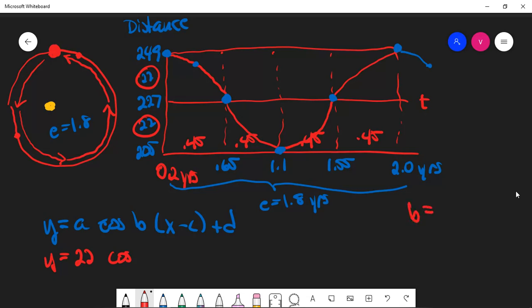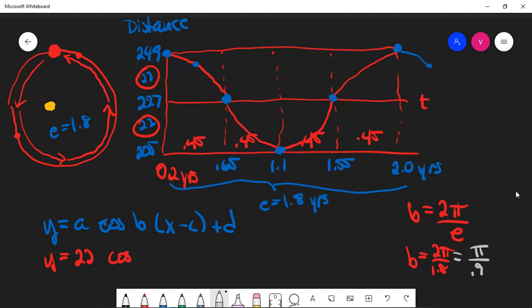So remember, if you did your algebra, it would be 2 pi over E. What is E? E is 1.8. So here B is equal to 2 pi over 1.8. I'm going to do something a little bit algebra fraction-like. Divide the numerator by 2, you get pi. Divide the denominator by 2, you get 0.9.